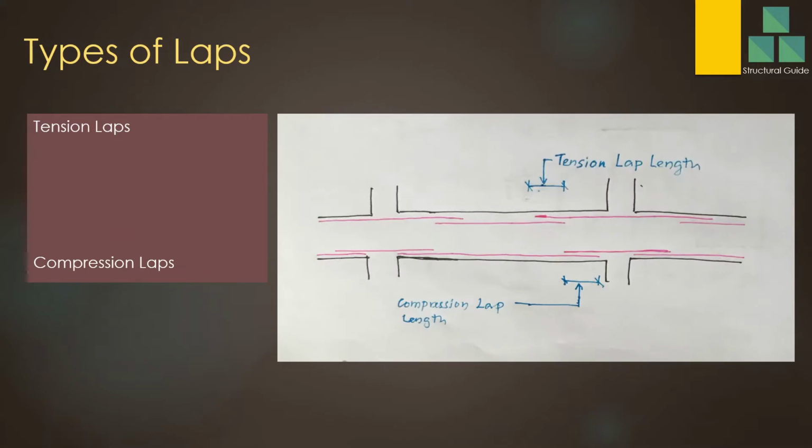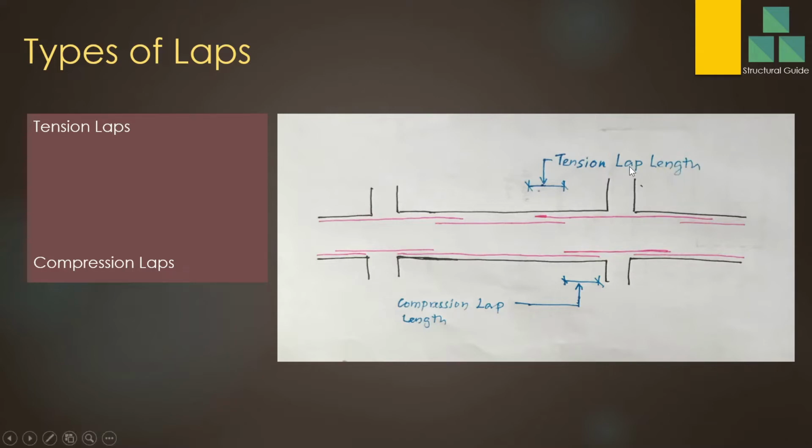Types of laps. There are mainly two types of laps: tension laps and compression laps. Laps we do in the tension zone are called tension laps. Laps we do in the compression zone are called compression laps. Their properties are different and their zones are different, so the parameters or factors considered in each zone are not the same.